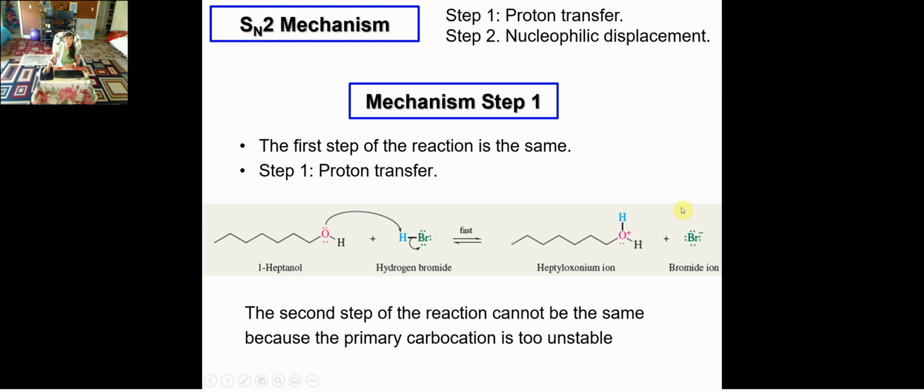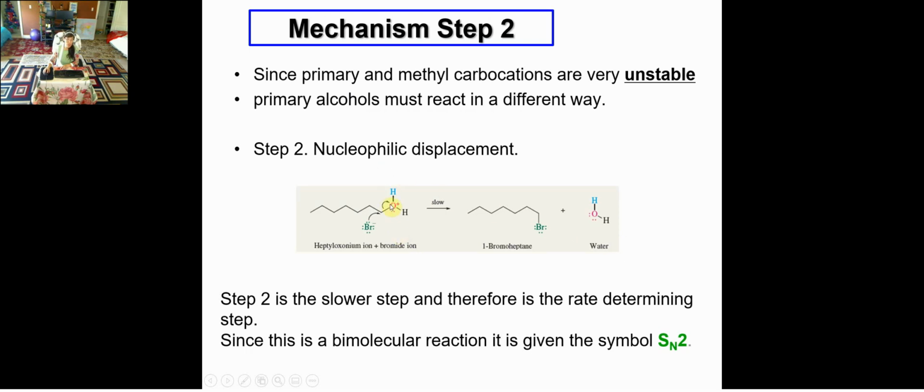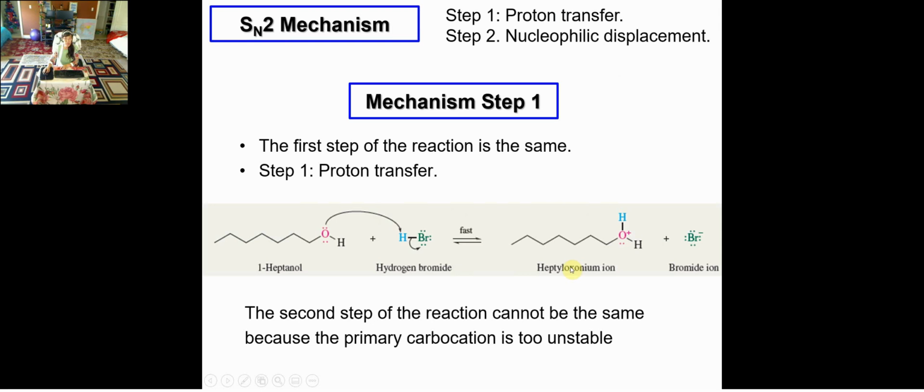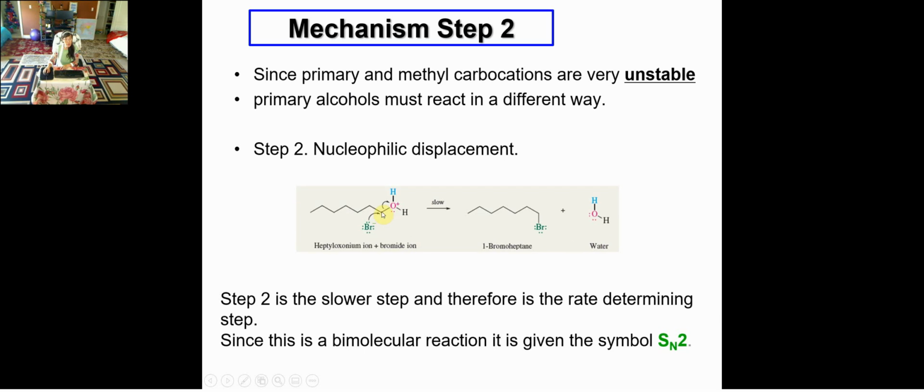Your bromine becomes bromide, a negatively charged ion, and this part, this heptanol, becomes heptyl oxonium. And this oxonium, as we mentioned, is not very stable. It's going to further produce a primary carbocation. If you form a primary carbocation, this carbon will be positively charged. Due to the stability issue of this primary carbocation, you are not going to form the carbocation. Instead, your nucleophile bromide is going to directly attack this carbon, which is connected to this OH2.